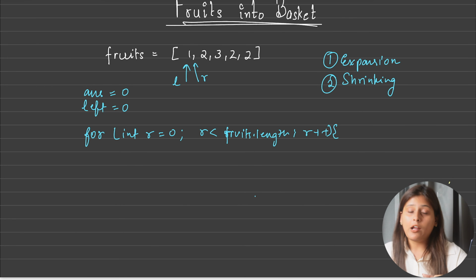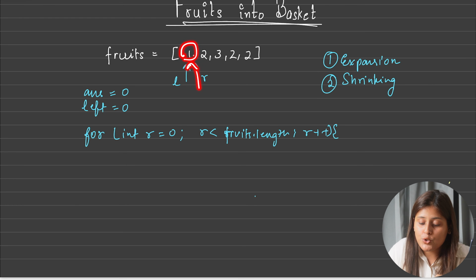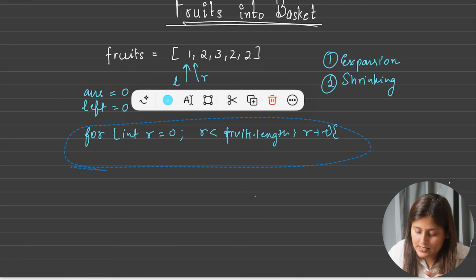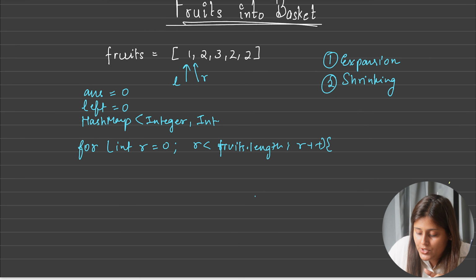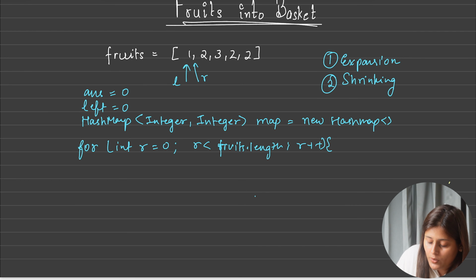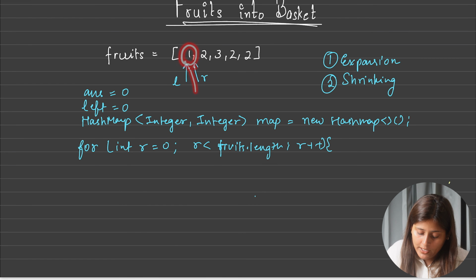Done. Now we have to add the rth value in our hash map, so we need to initialize our hash map somewhere before this for loop. We will initialize our hash map of type integer, so key also integer and value also integer. We will name it map, initialize with new HashMap. After this, what is our task? We have to put our index element, our index fruit, in the hash map. So we will say map dot put.